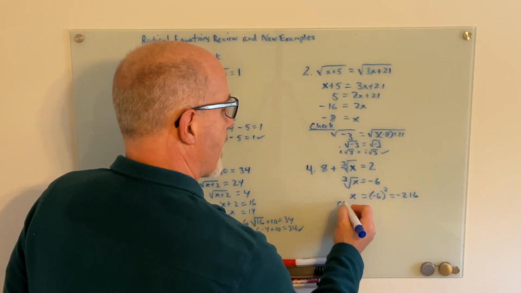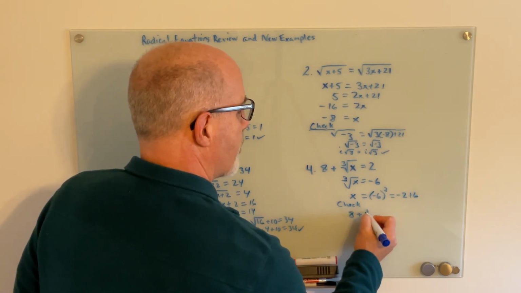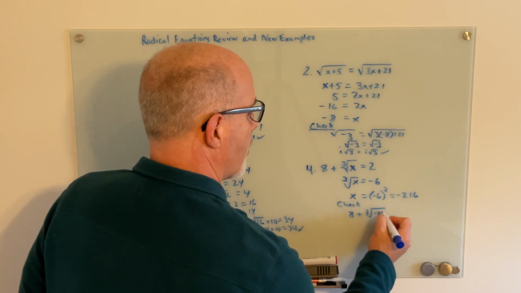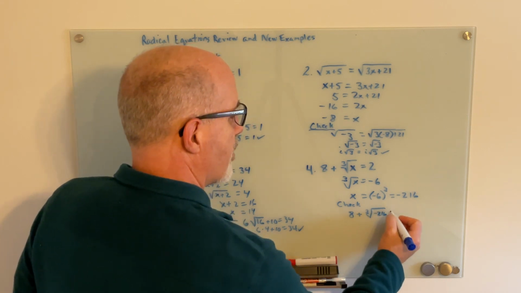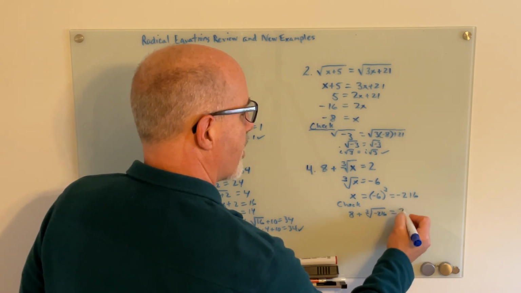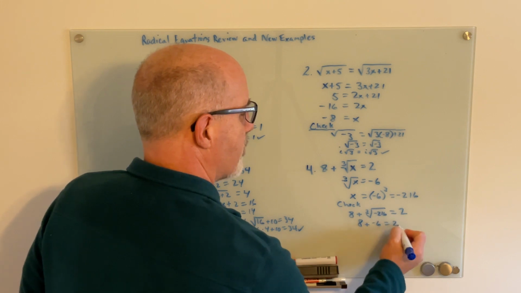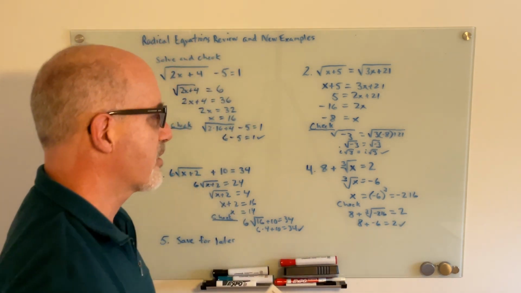And now when you check it, 8 plus the cube root of negative 216, no imaginary numbers needed here. When it's an odd root, you can have negatives under there. So that's 8 plus negative 6. Does that equal 2? And it does, so it checks.